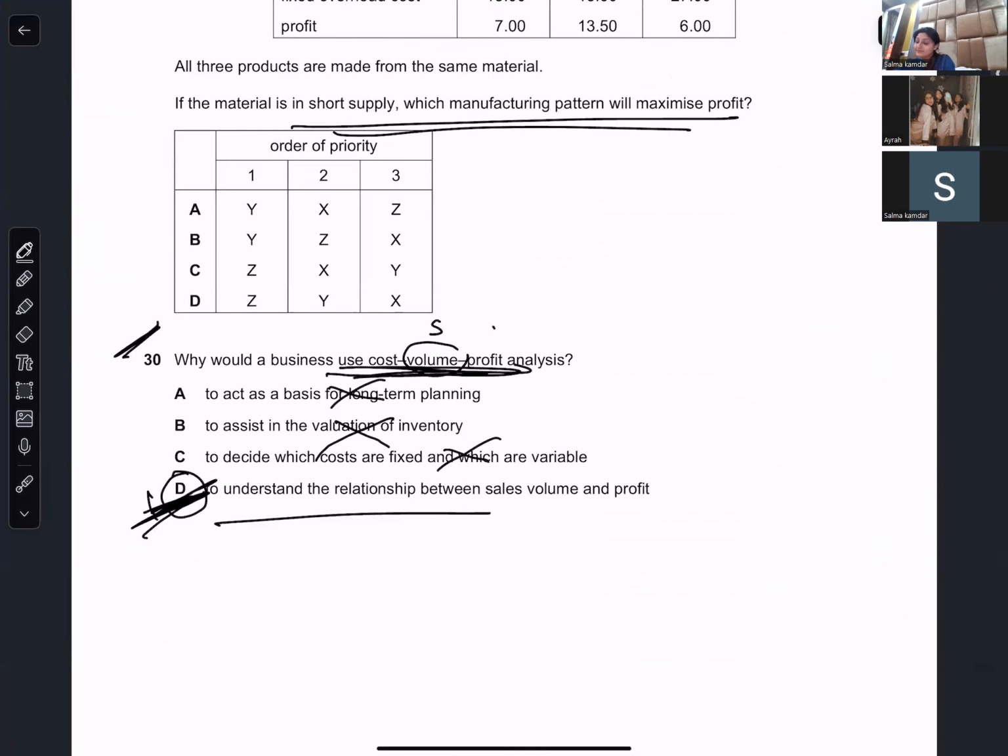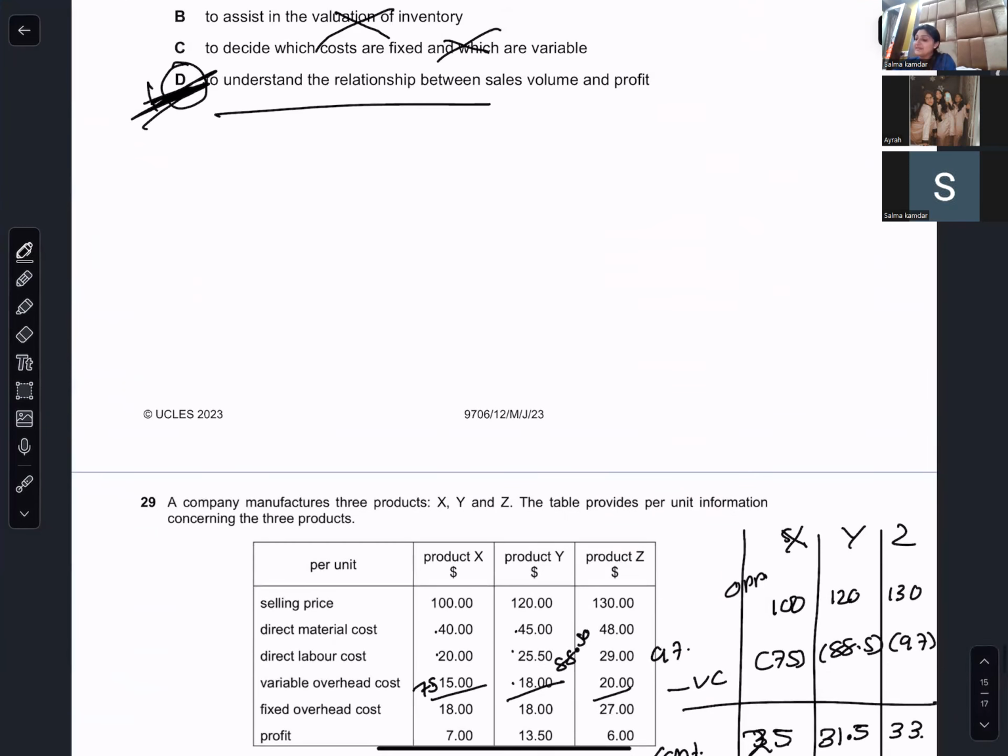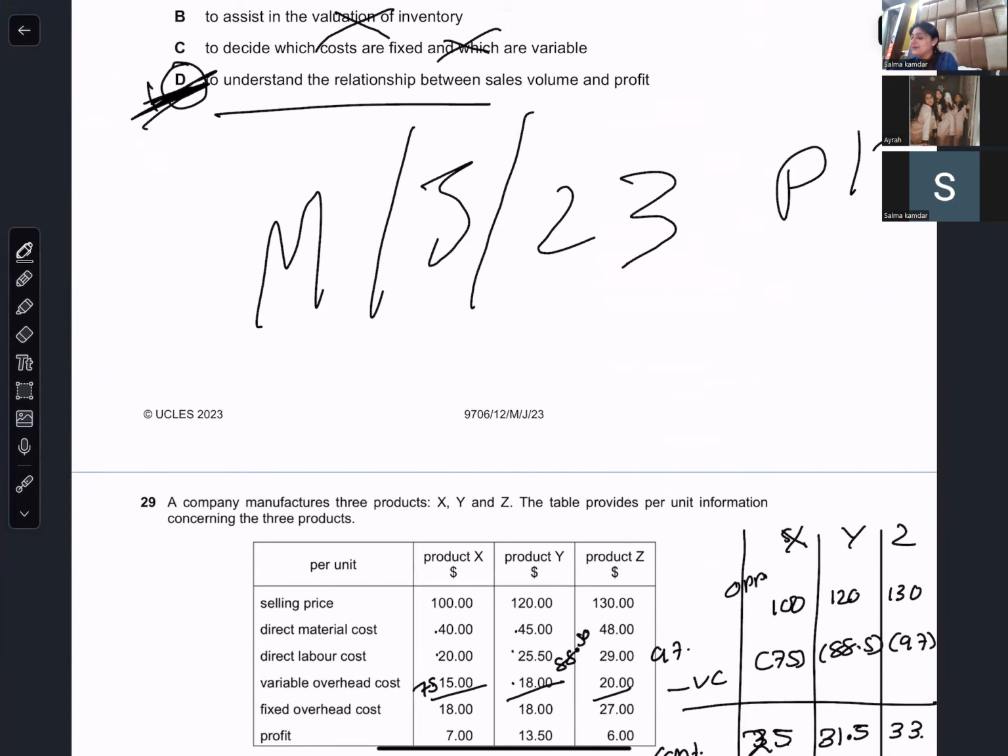Option D. So with this, we complete May June 23, paper number 12.